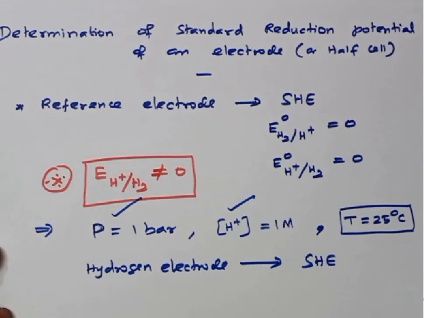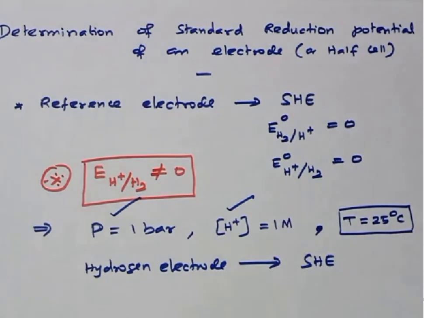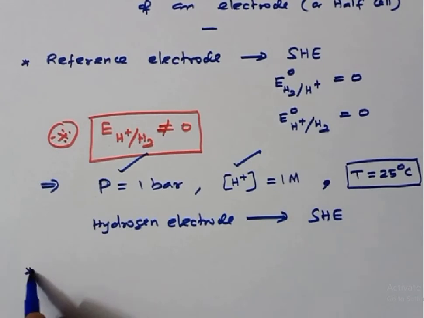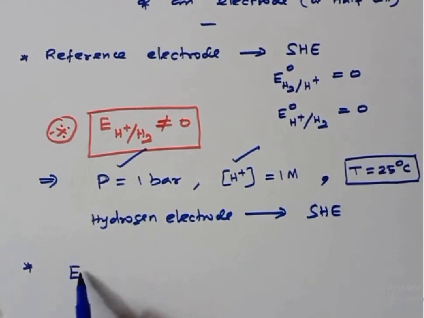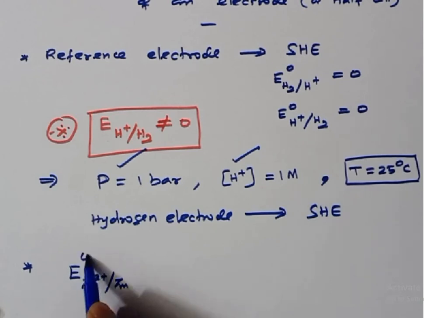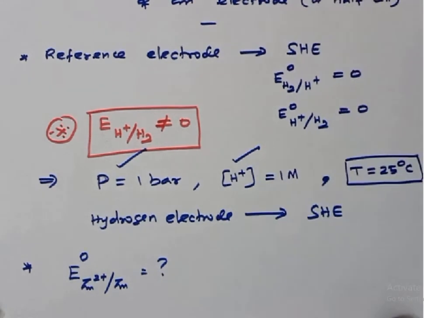Now, using the reference electrode, we are going to determine the potentials of other electrodes. How to do that? Let me take zinc electrode as an example. Our goal is to find the standard reduction potential of zinc. How to determine this value? You take this electrode and connect it with the hydrogen electrode. Let me write on the next page.